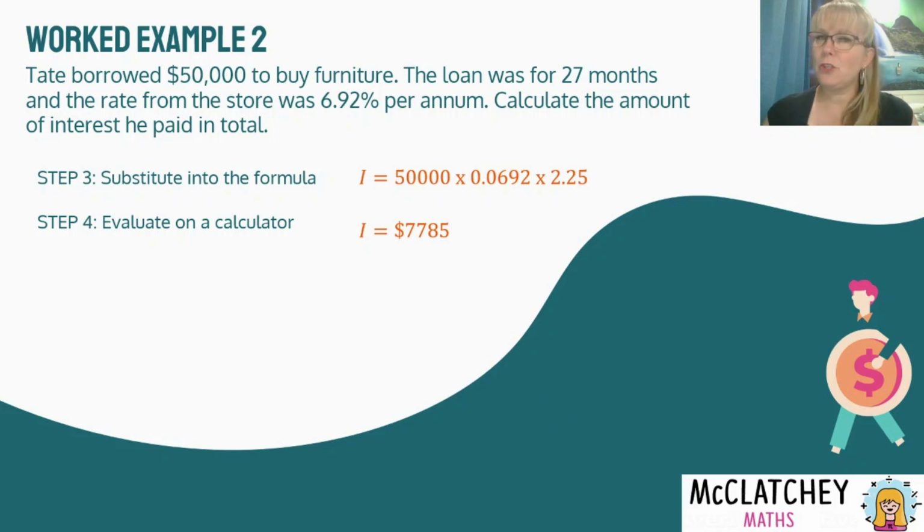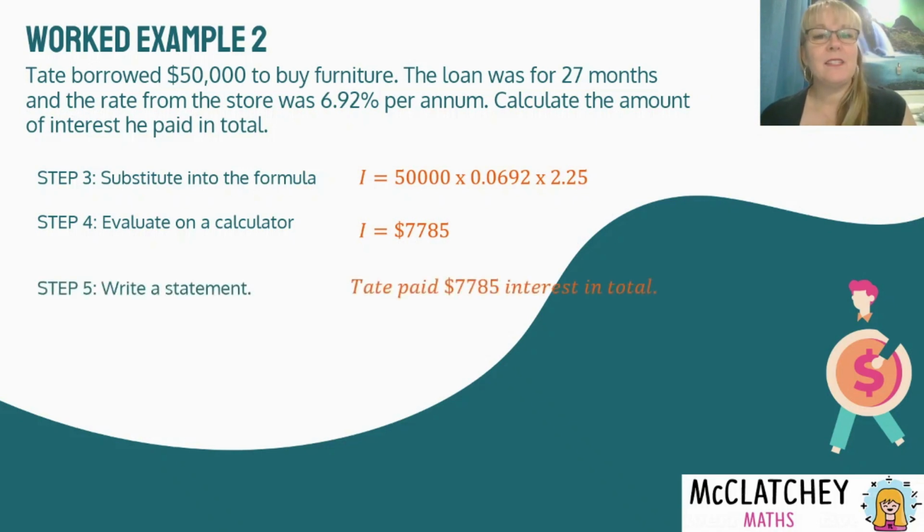Wasn't very smart, Tate. You should have saved up the money instead of borrowing it. Lastly, we're going to write a statement. Tate paid $7,785 interest in total. He could have bought a lot of extra furniture with that money.